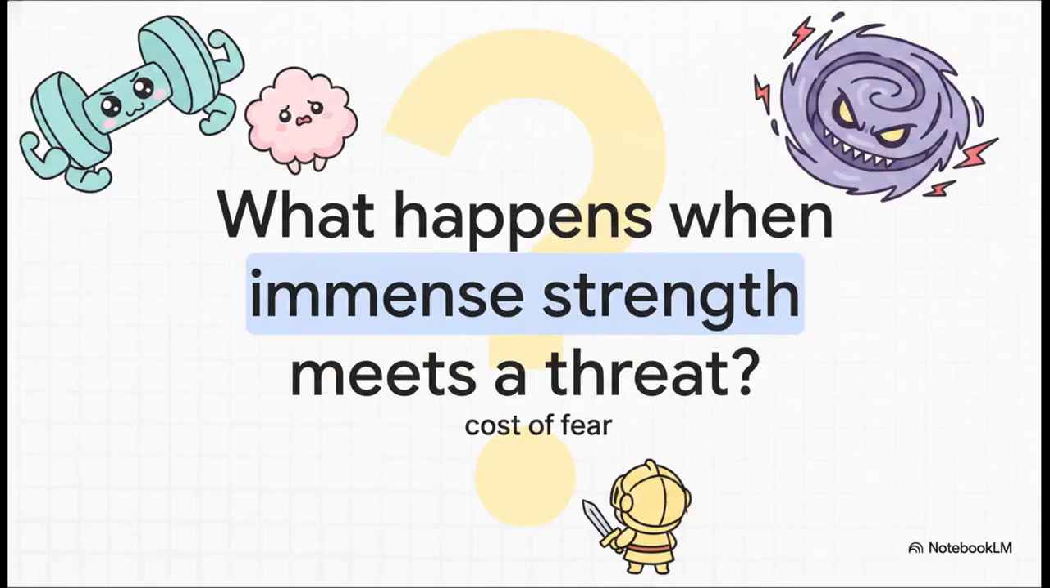The core question that drives this entire narrative is this. What happens when immense strength meets an overwhelming threat? We usually think of strength as an absolute, right? Like, if you're strong, you're safe. Period. But this text immediately forces us to question that assumption. It asks us to consider what a powerful entity does when it suddenly encounters something that is just entirely out of its league. Keep this question in the back of your mind as we watch the events unfold.